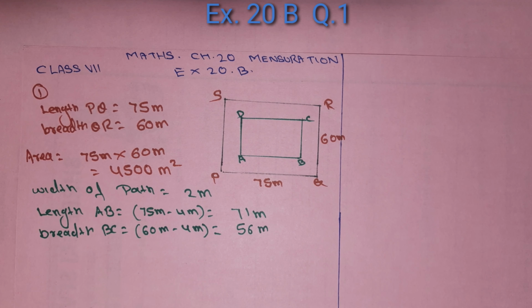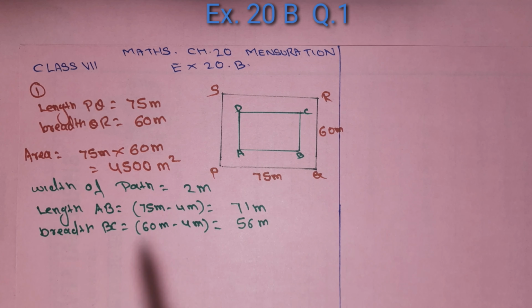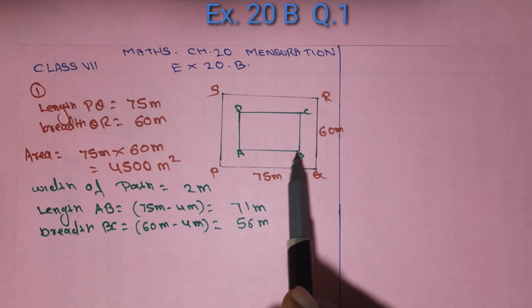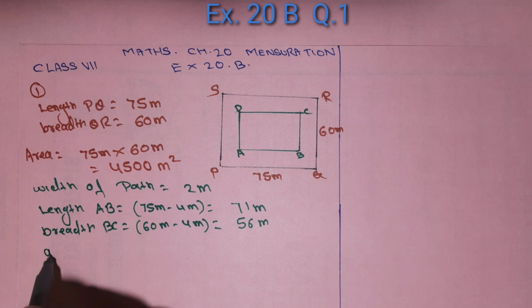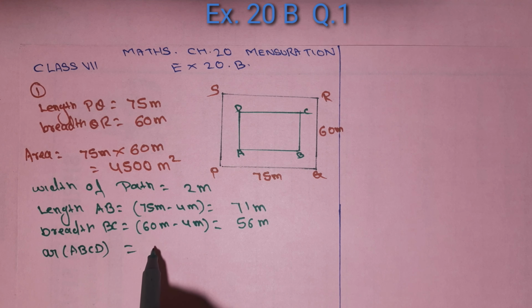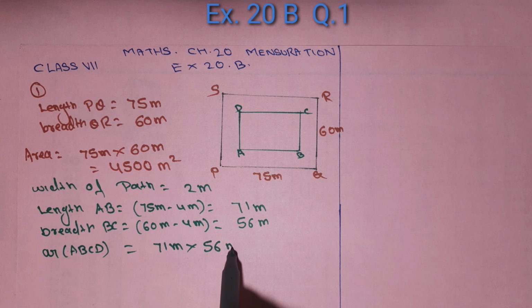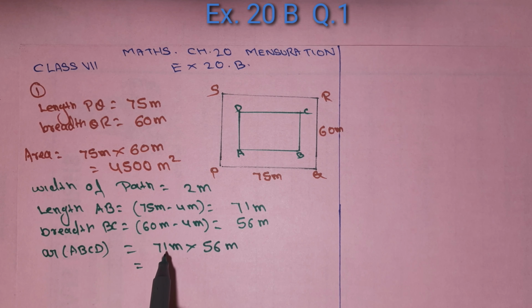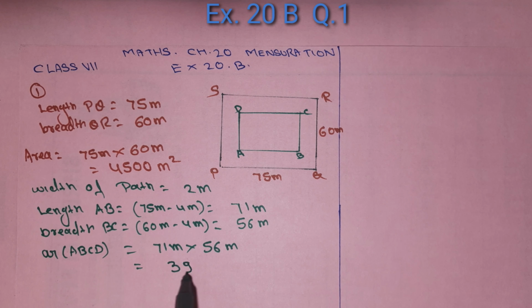Now what will be the area of ABCD? Area of ABCD is equal to length into breadth. What is length? 71 meter into 56 meter. If you multiply 71 into 56, you will get 3976 meter square. So we got meter square.